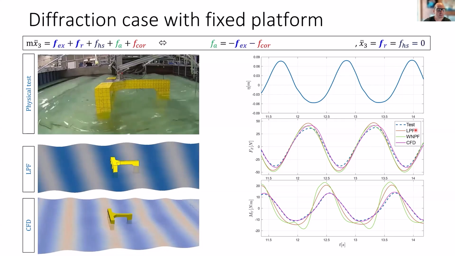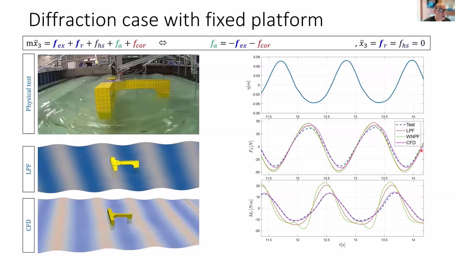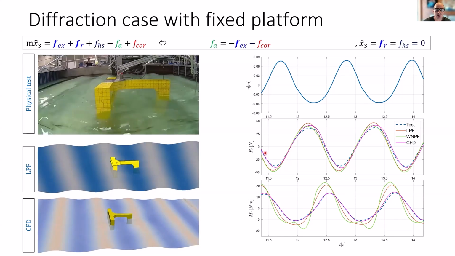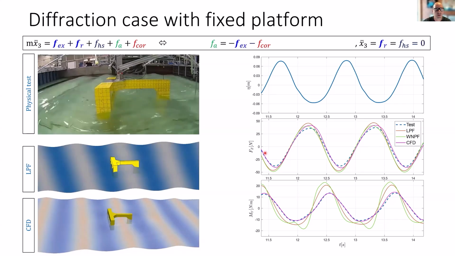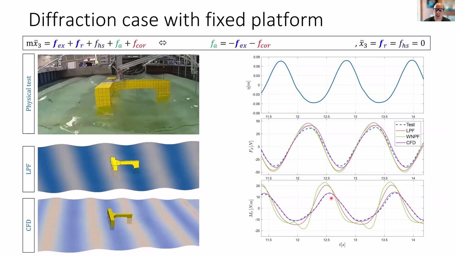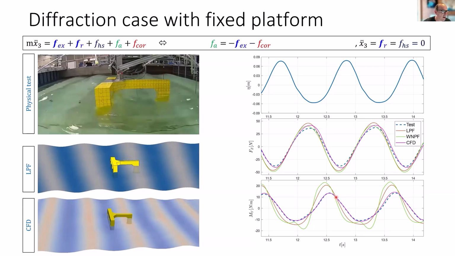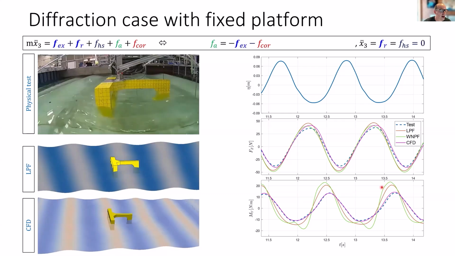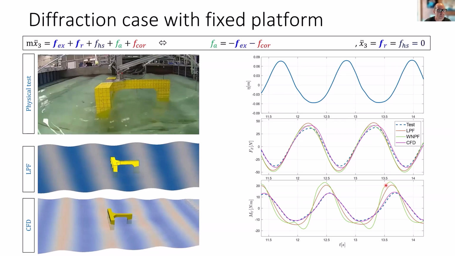In the middle plot, we see that all the models match quite well on the horizontal force without any corrections. But if we look into the moments, we see a clear difference. So from this, we see that these potential models could benefit by including some correction term.